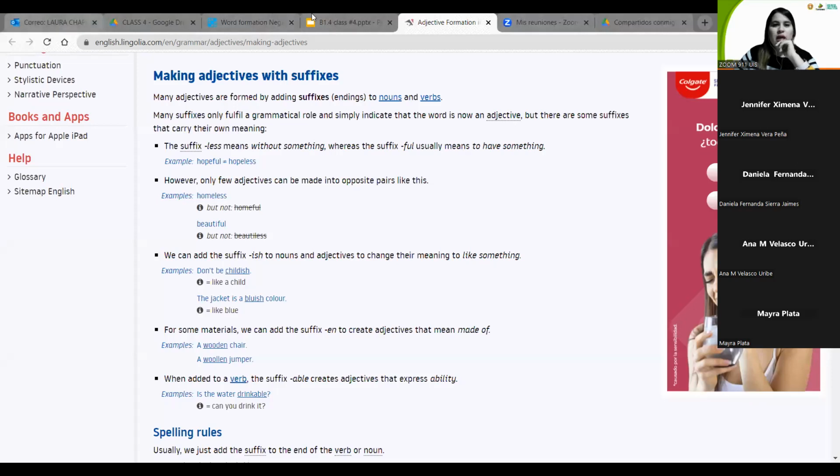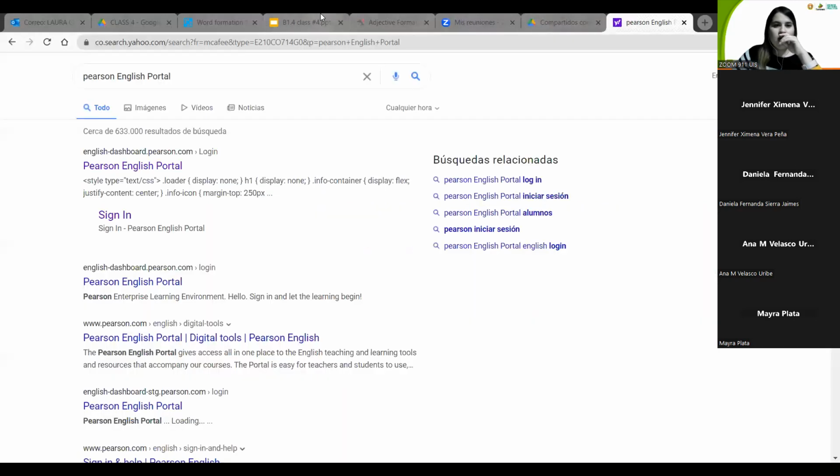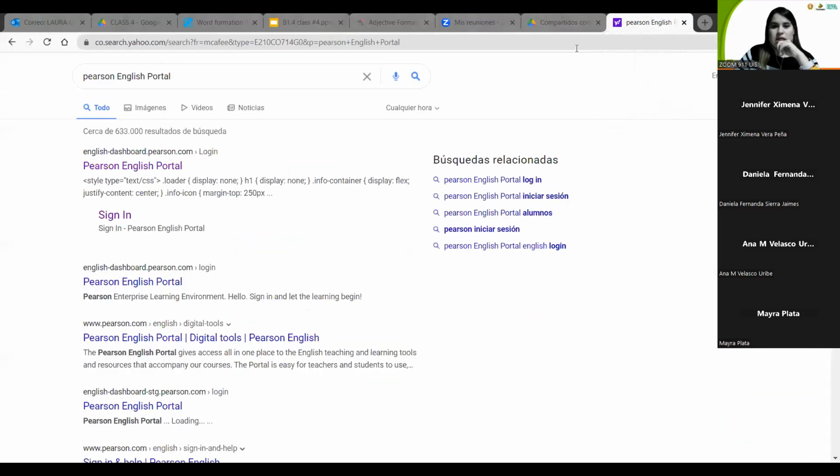So now we are going to continue. We are going to open our books and we are going to page 18 and 19, please.